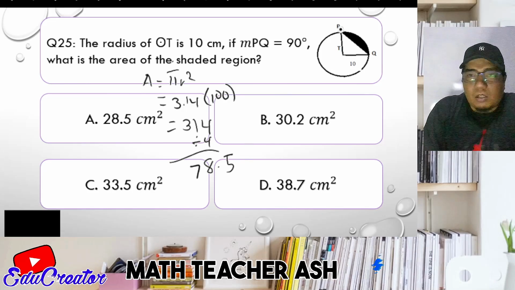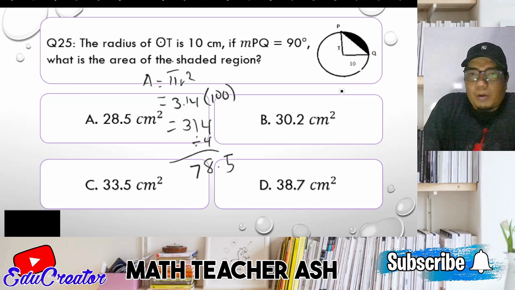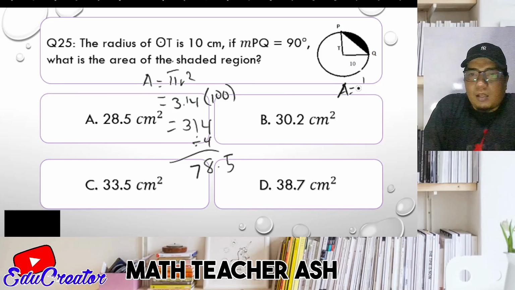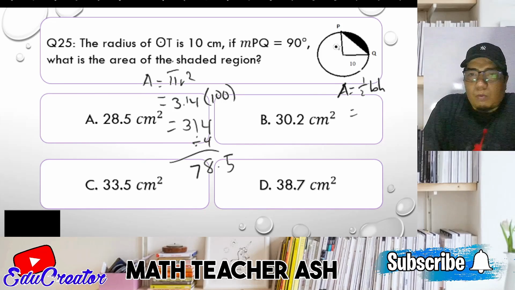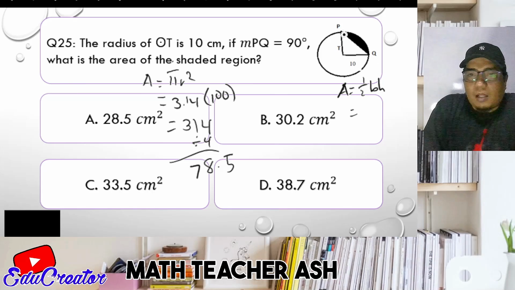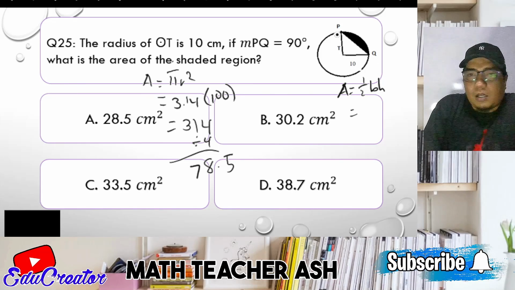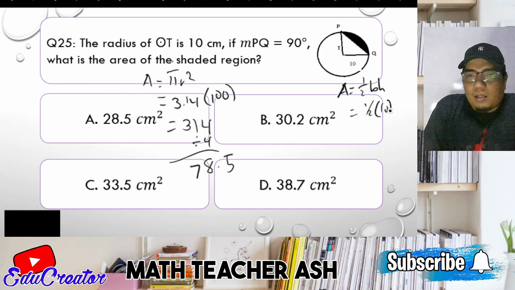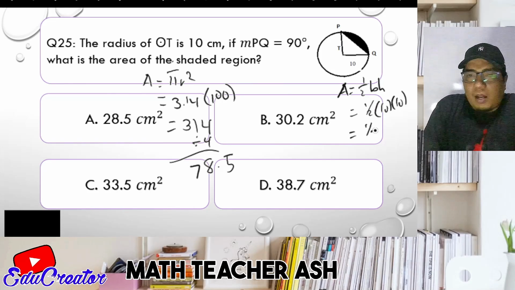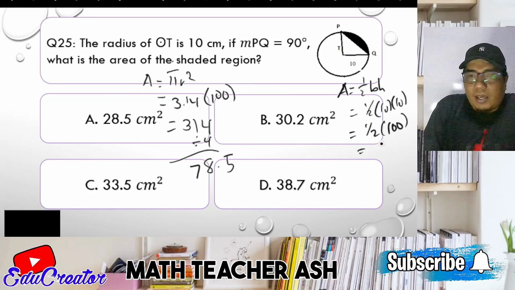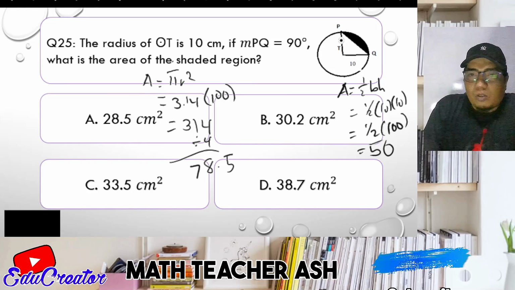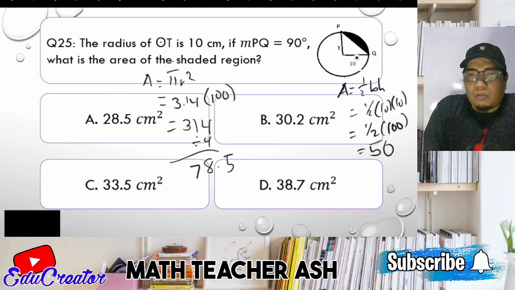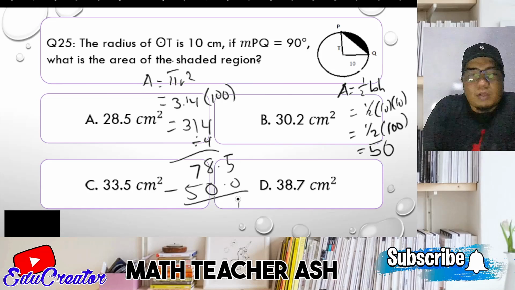Pero shaded region lang. So, meron tayong triangle dito. Remember, the area of a triangle is 1/2 base times height. So, base natin is 10. Height natin is this one. Now, remember that in a circle, the radii are the same. So, that would give us 1/2 times 10 times 10. So, that will be 1/2 of 100, which will become 50. So, ito siya na area is 50 lang. So, 78.5 minus 50, ayun, makuha na natin ang sagot. Hiram tayo ng isa dyan. That is 5.